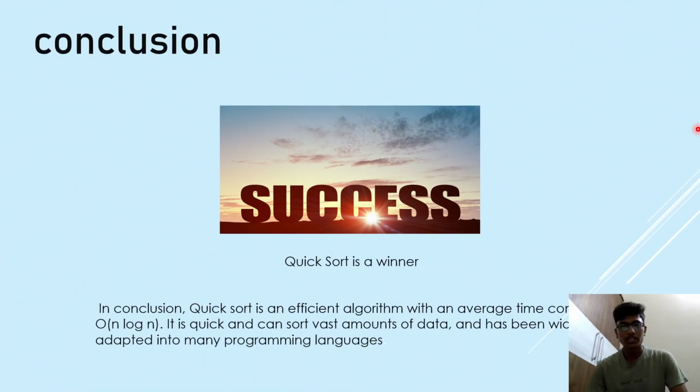Conclusion: quicksort is a winner. In conclusion, quicksort is an efficient algorithm with an average time complexity of big O of n log n. It is quick and can sort vast amounts of data and has been widely adopted into many programming languages.